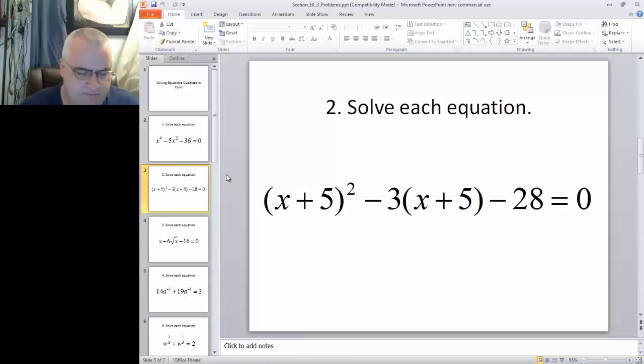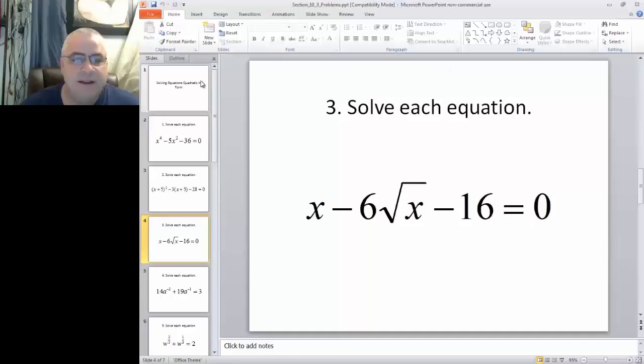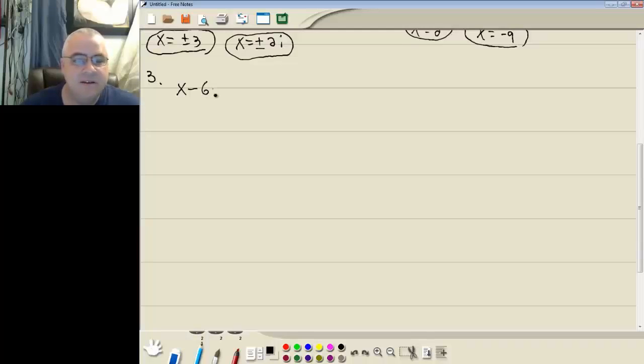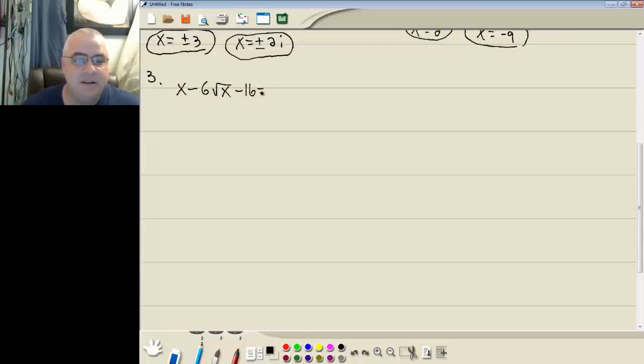Let's look at our next one. x − 6√x − 16 = 0. Okay, now obviously it's a U substitution because we're in this section, but if we weren't in this section, if you take your middle part, in this case it's the square root of x, again you ignore the coefficient. If you square it, see what it gives us.